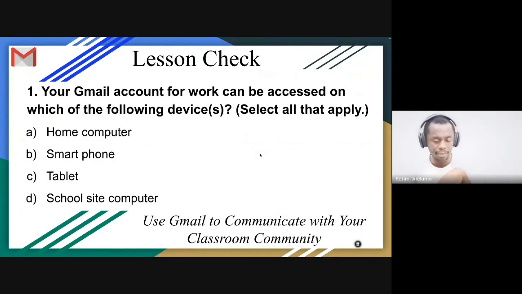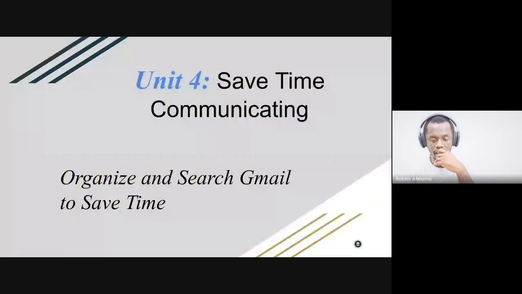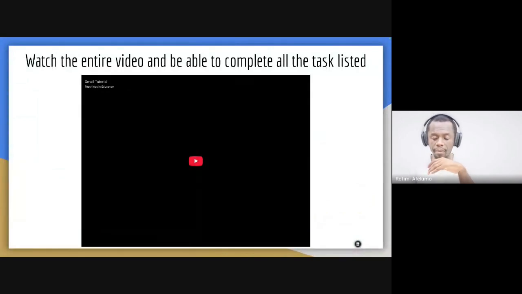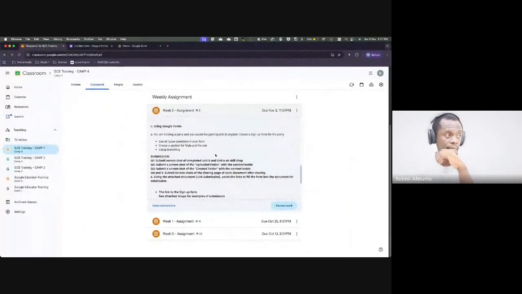All right, we will not go into this. I just want to go into the practical of it. So in this practical, we'll look at how to personalize your Gmail, how to create filters, apply the star icon, which is a way to apply a filter, multiple labels, assign labels, and then how you search for anything. So I'll start with that practical now.